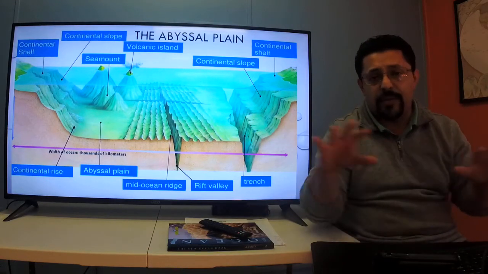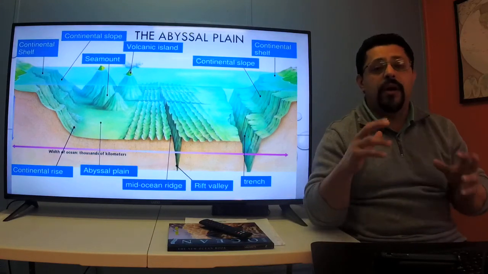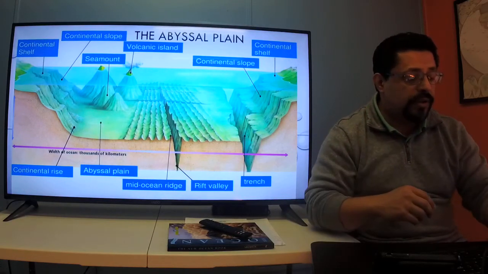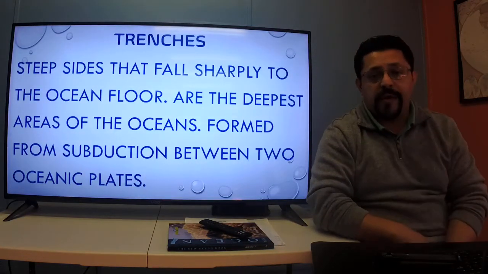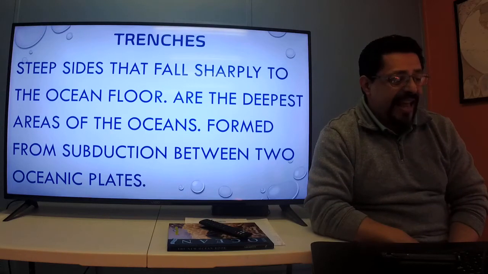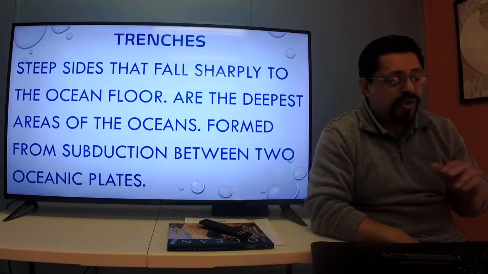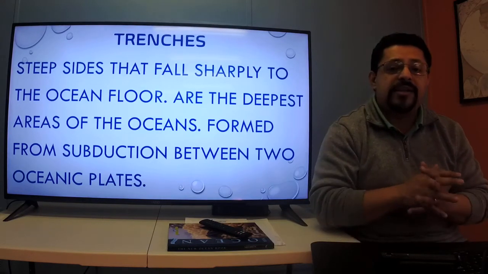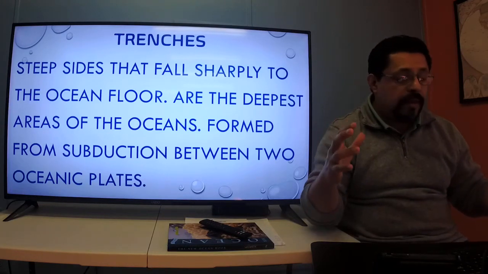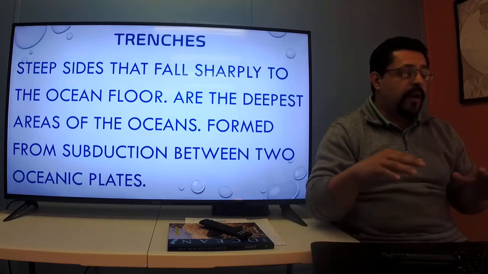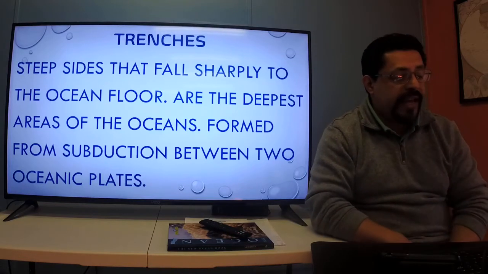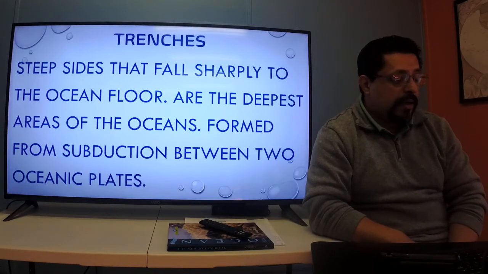Now, within that abyssal plain, we have several other physical characteristics that belong to the ocean. One of them is the trenches. Now, what are the trenches? They are steep sides that fall sharply to the ocean floor. They are known as the deepest areas of the oceans, and all of them have been formed from subduction between two oceanic plates. Okay, so make sure to copy this down.